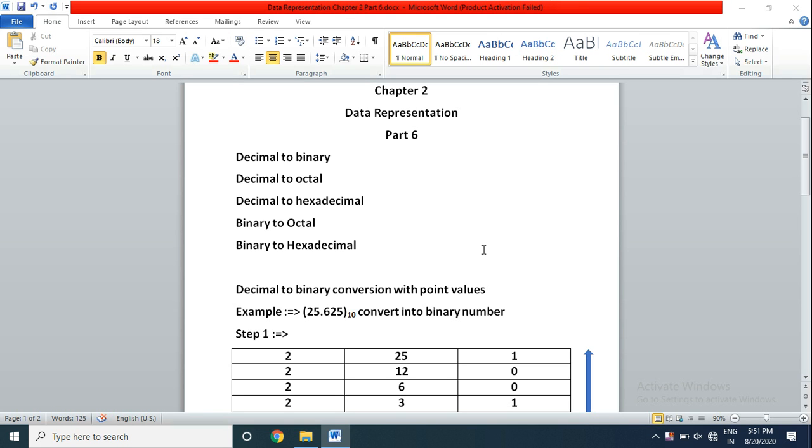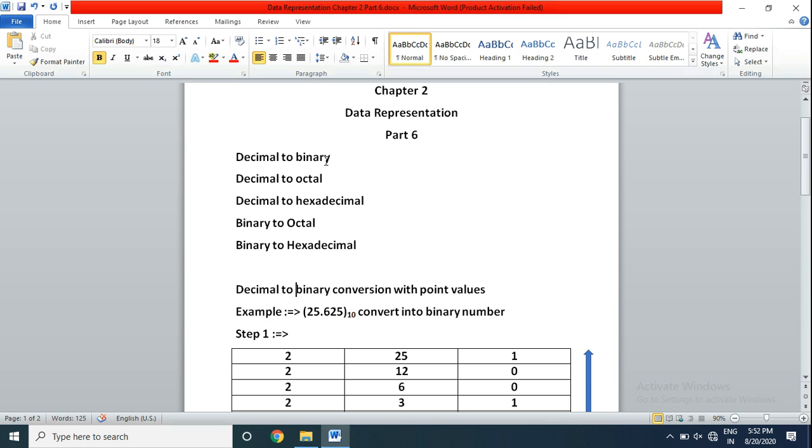Hello students, in the previous video we learned how to convert a decimal number to a binary number, a decimal number to an octal number, and a decimal number to a hexadecimal number. Then we learned how to convert a binary number into octal and a binary number to hexadecimal, and vice versa also. In all these videos we learned conversions without decimal points. Today we will learn how to convert a number into another with decimal point values.